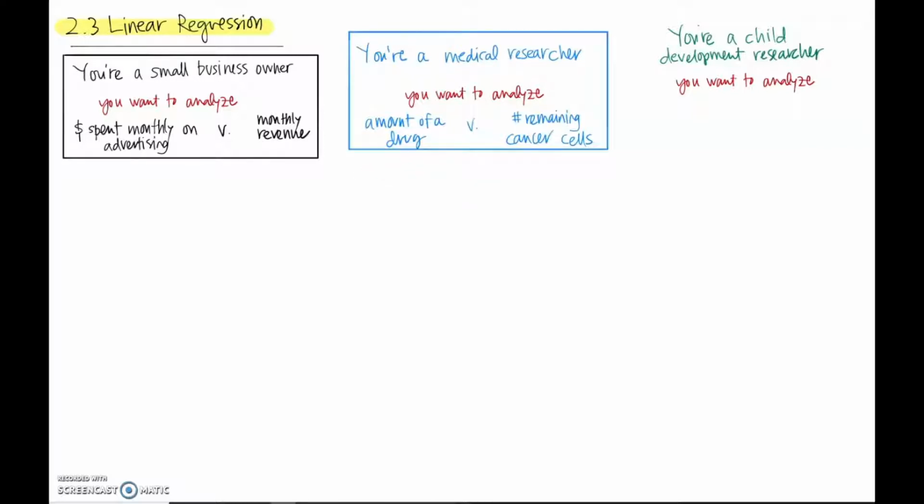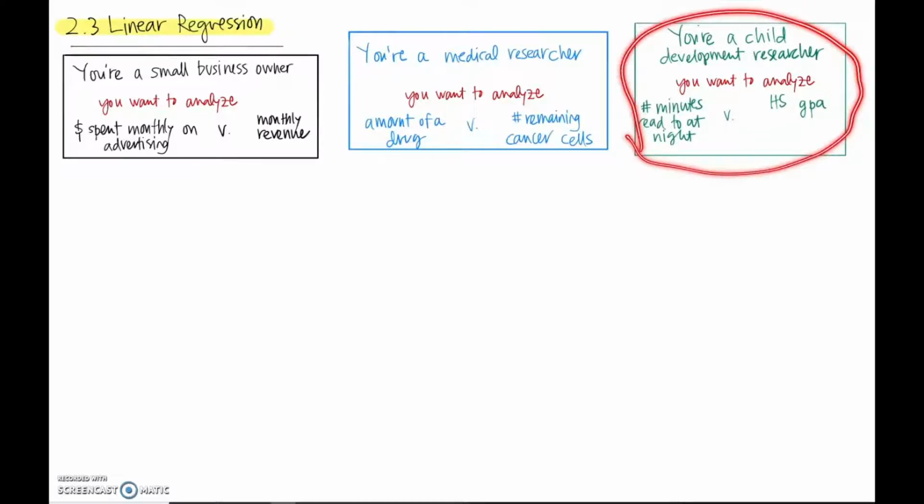And then a child development researcher might want to analyze something like the number of minutes read to at night versus a person's high school GPA. How many minutes were they read to on average as a child? Does that predict certain academic achievement? And so for a study like this, you might have thousands of different data points. So imagine a table with just thousands of data points. And you want to interpret that and analyze it in a way that you can predict things.